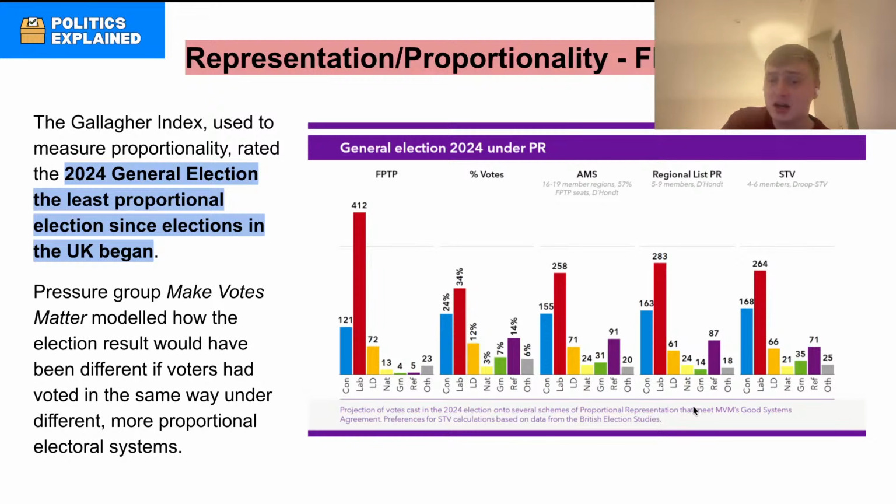And pressure group Make Votes Matter have modelled how the election would have been different under AMS and STV. What you'll see is a much more proportional result in AMS and STV, where Reform are given significant seats based on their significant vote share, whereas in first past the post they're massively underrepresented, as are the Green Party, which AMS and STV of course represent much more effectively. So what you'll see is the first past the post has the winner's bonus so clear here and harms minor parties so clear here. AMS and STV don't have the winner's bonus, and crucially they don't harm minor parties as well.